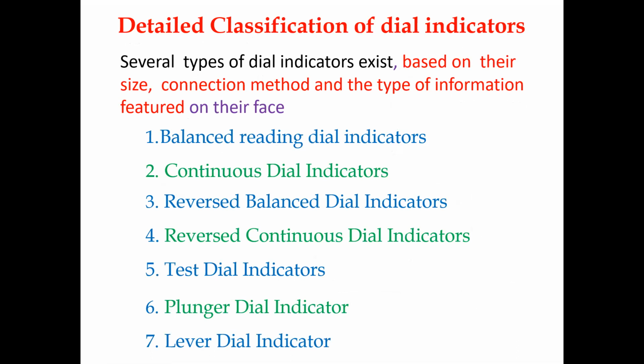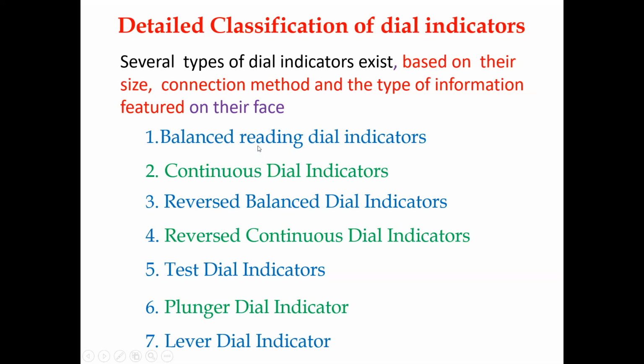If you see in this slide, there are 7 dial indicators. First one is balanced reading dial indicators. Second, continuous dial indicators. Third one, reversed balanced dial indicators. Fourth one, reversed continuous dial indicators. Fifth one, test dial indicator. Sixth one, plunger dial indicator. And seventh one, lever dial indicator.